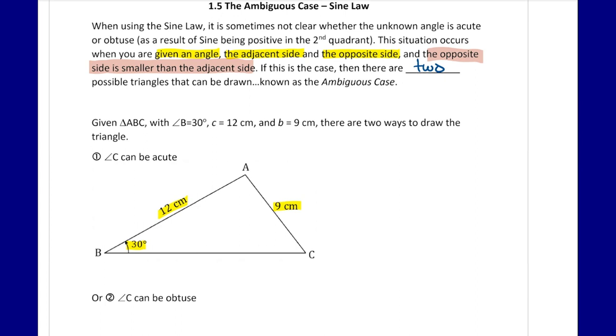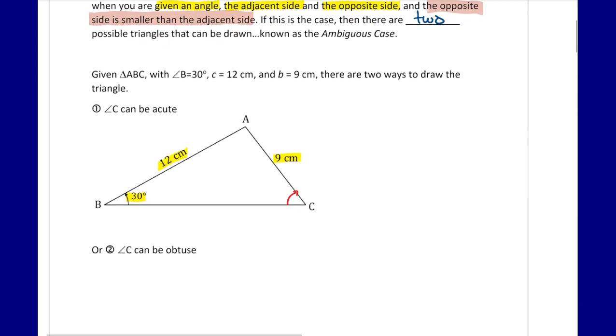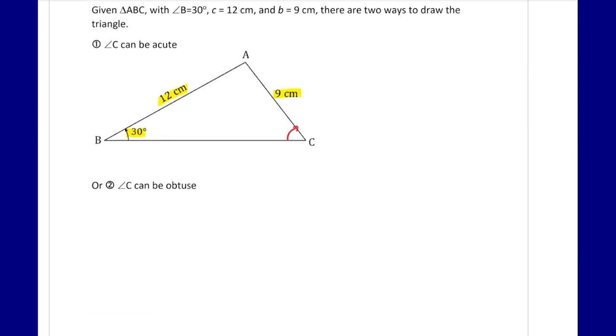So by looking at this, angle C here can be acute because this opposite side is shorter than the adjacent side. And the other way, where it's obtuse, I'll draw B, I'll draw A. Essentially, this opposite side can also come in to still form a triangle. It will still be 9 centimeters, this will still be 12, this will still be 30 degrees. But now this angle here is obtuse.